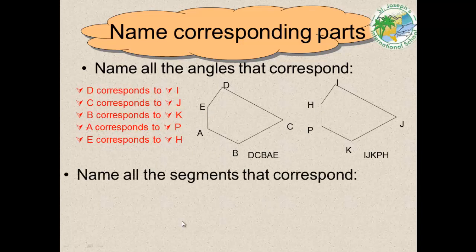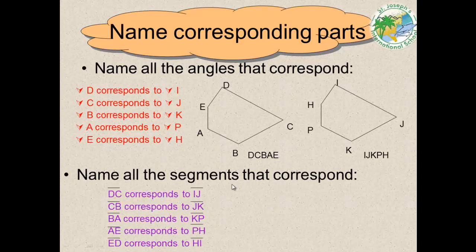Okay. Name all the segments that correspond. DC corresponds to IJ, CB corresponds to JK. Then BA corresponds to KP. AE corresponds to PH. ED corresponds to HI.